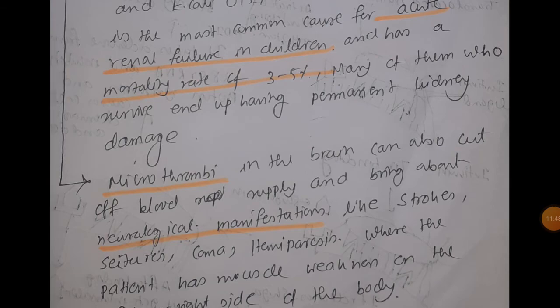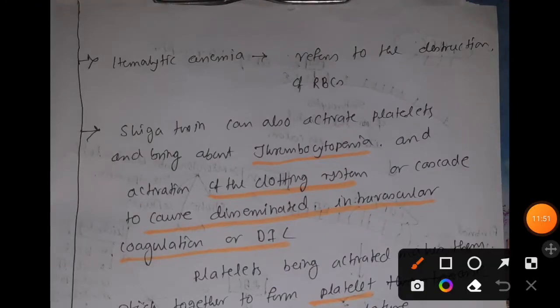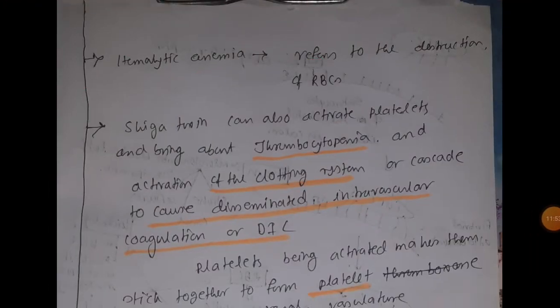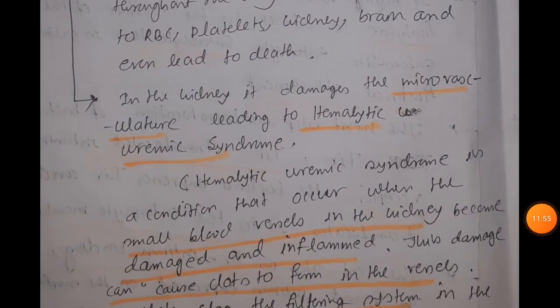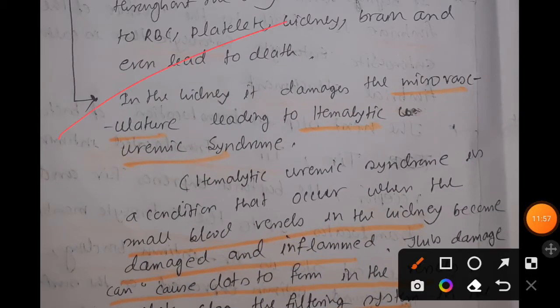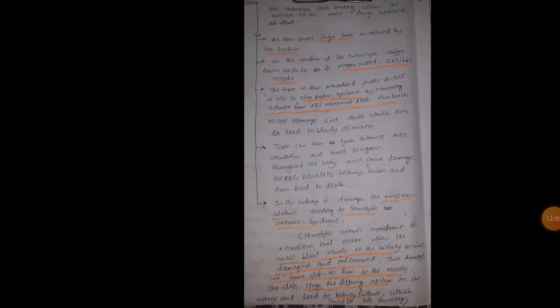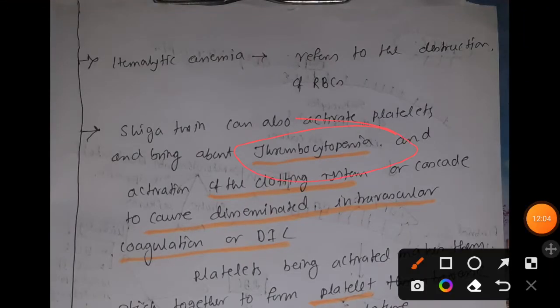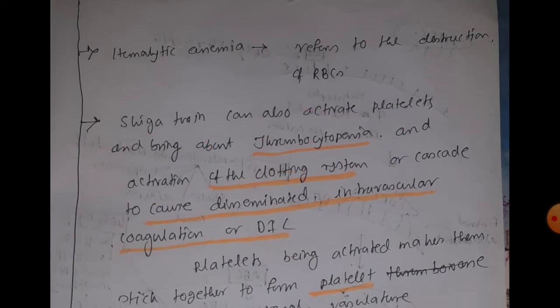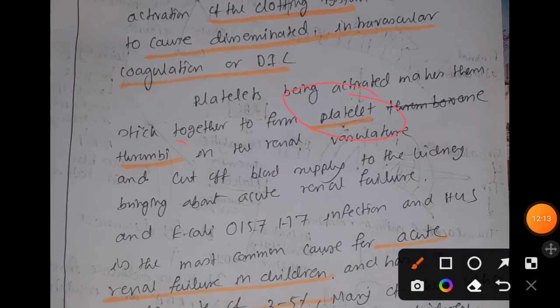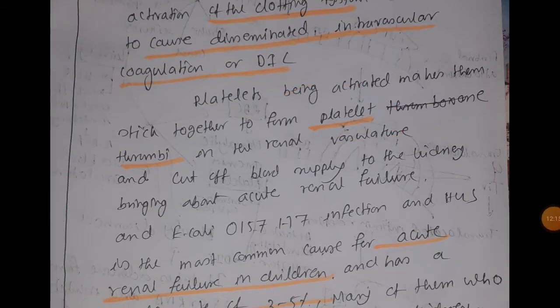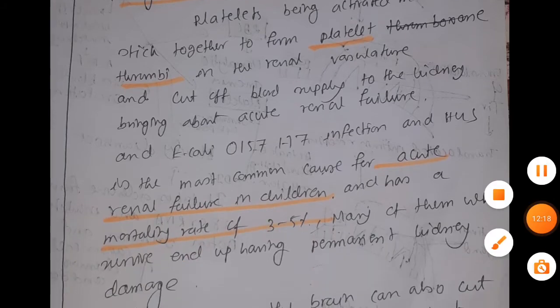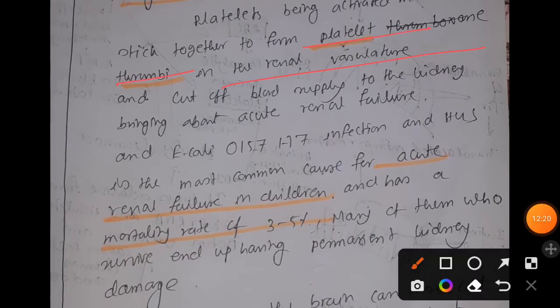Okay, so in the RBC they are causing hemolytic anemia. In the kidney they are causing hemolytic uremic syndrome. In the platelet they are causing thrombocytopenia or disseminated intravascular coagulation, or activation of the blood clotting system, or platelet thrombi that ultimately facilitates acute renal failure if this platelet thrombi is formed in the renal vasculature.